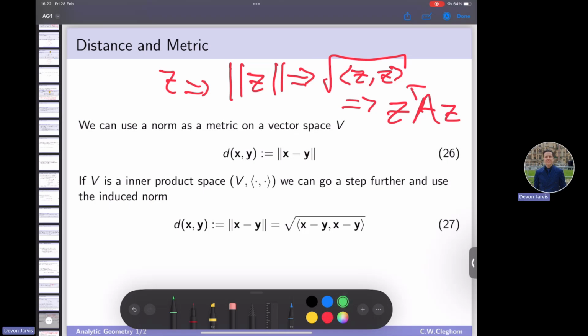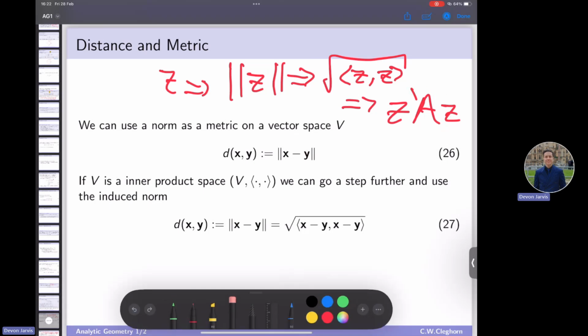And I know the next question is, will I give you A? Yes, I will give you A. I will tell you what the metric, that's often called a metric tensor, is, but I'll define that matrix there in the middle, A.